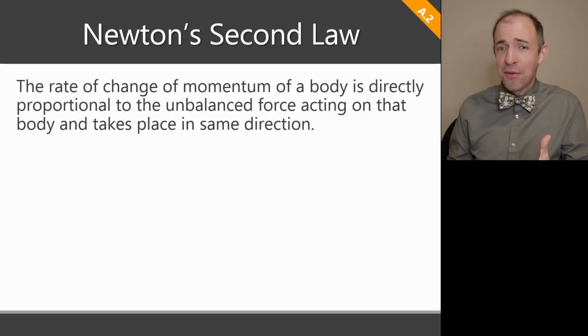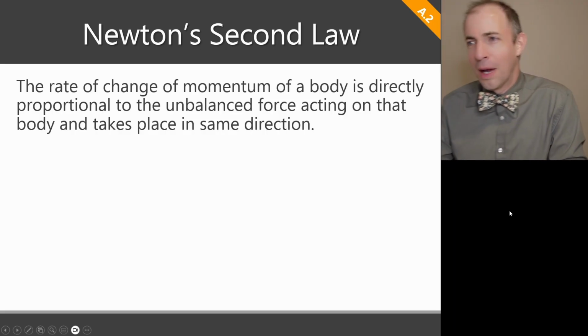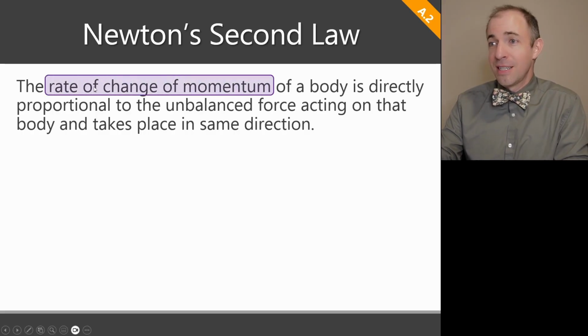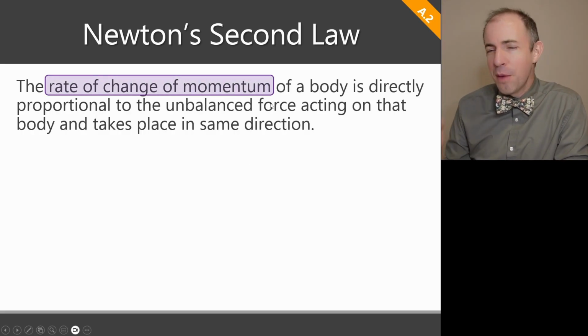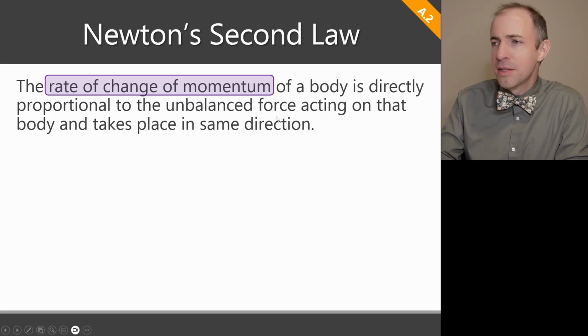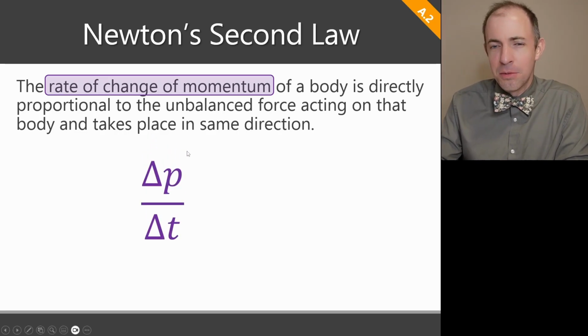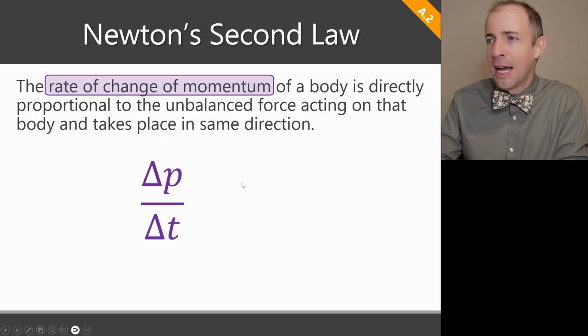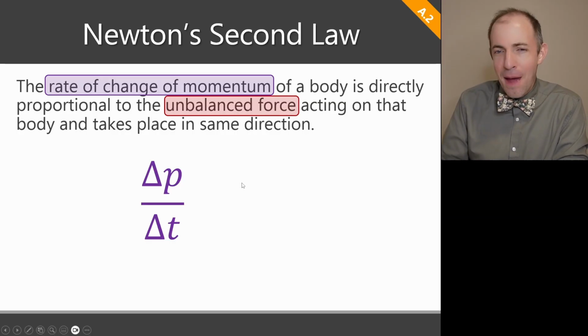Now, it's kind of a mouthful, so let's break it down and really turn it into an equation for us. First, let's look at this rate of change of momentum. Anytime you have a rate, or rate of change, you're going to be dividing it by a change in time. So we'll take a delta p, change in momentum, divided by delta t, change in time. That is proportional to an unbalanced force.